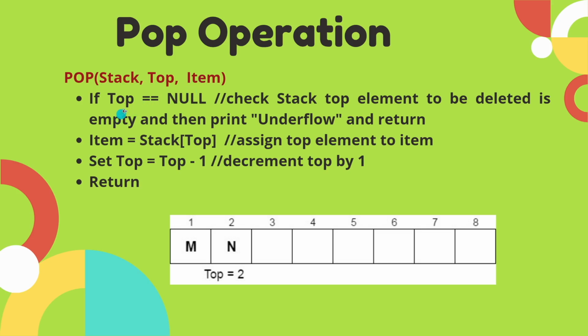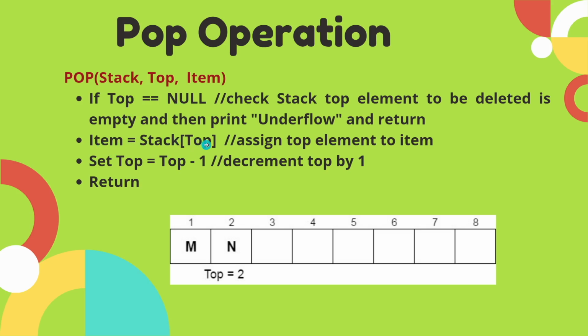First we check whether top is equal to null. In our case top has a value of 2 at this moment, so it is not null or empty, right. So, we just skip this statement. Next we move to the second statement, which says the element being pointed to by top has to be taken and placed in the variable named item.